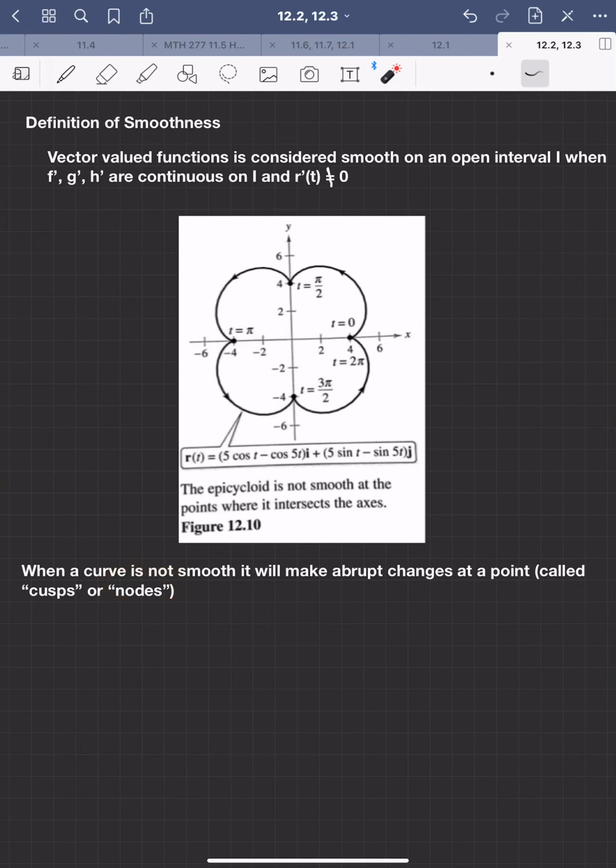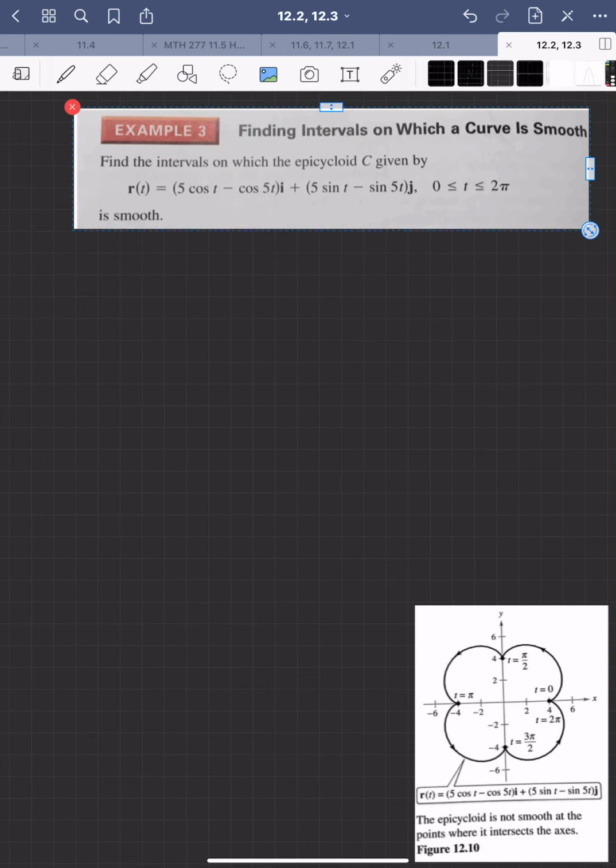Okay, so let's look at example 3. You've already seen the curve, the graph, of example 3. I've reproduced it here, and if you don't mind, do me a favor.